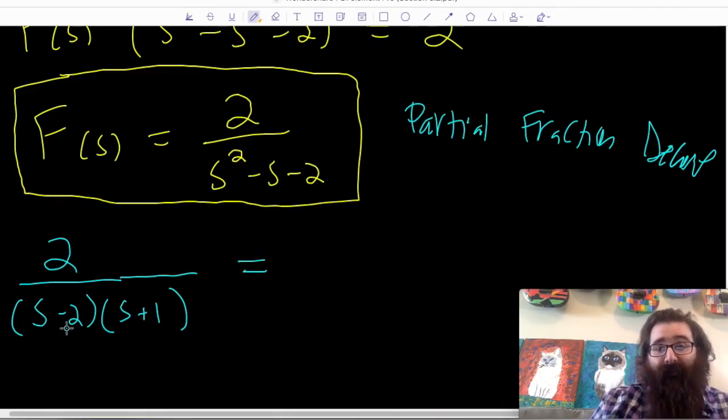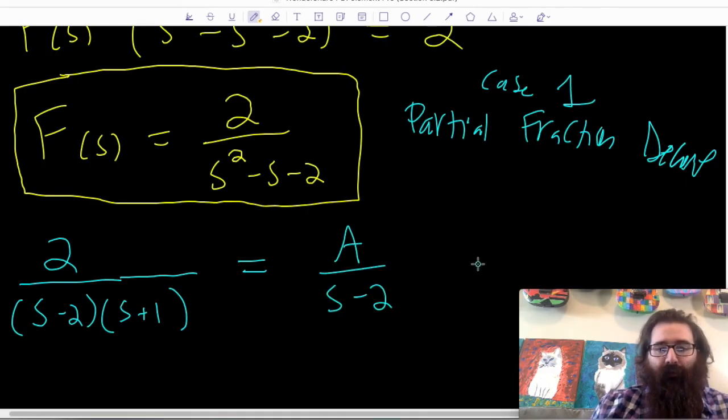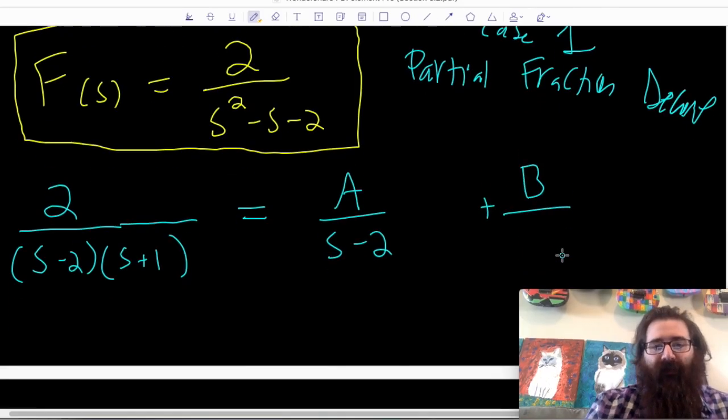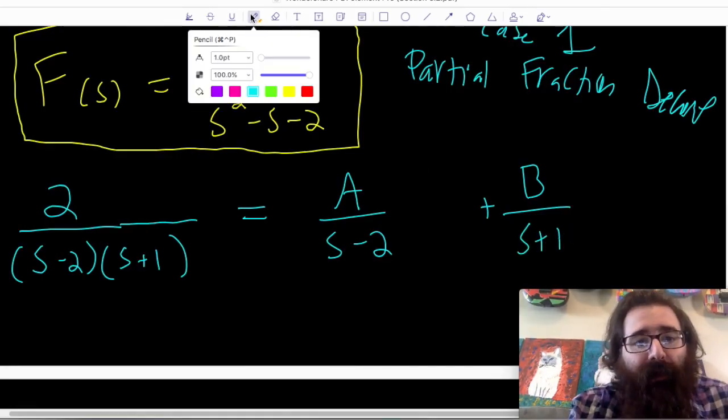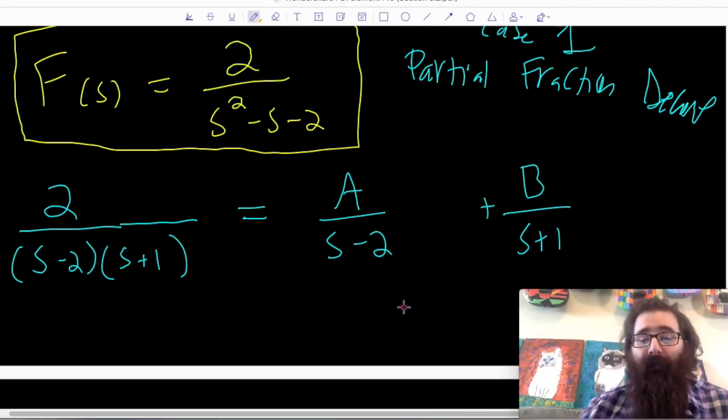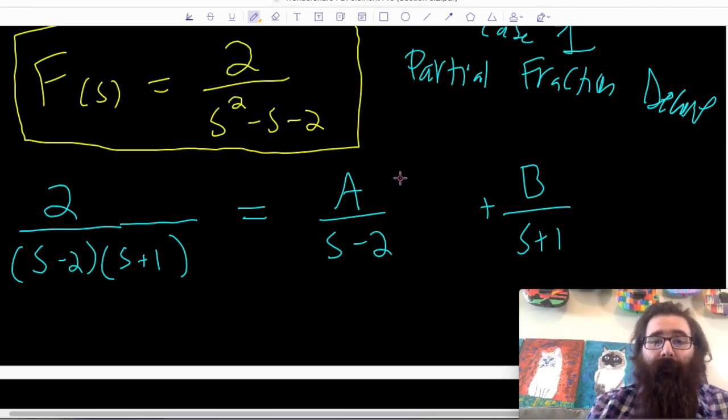But what's nice is that this is a case 1 partial fraction decomposition, and I can break this up into the sum of 2 fractions, some constant a over s minus 2, plus some constant b over s plus 1. Now, pray tell, what from here, you might say? Build the common denominator back.